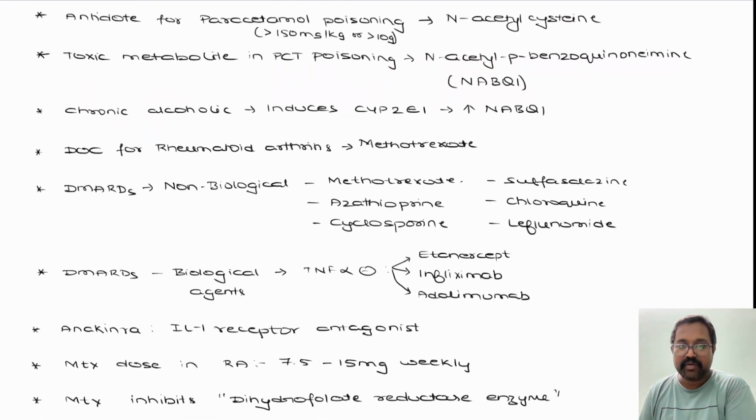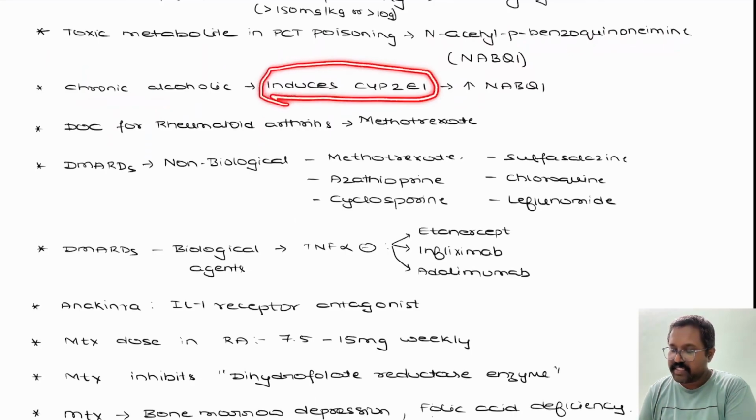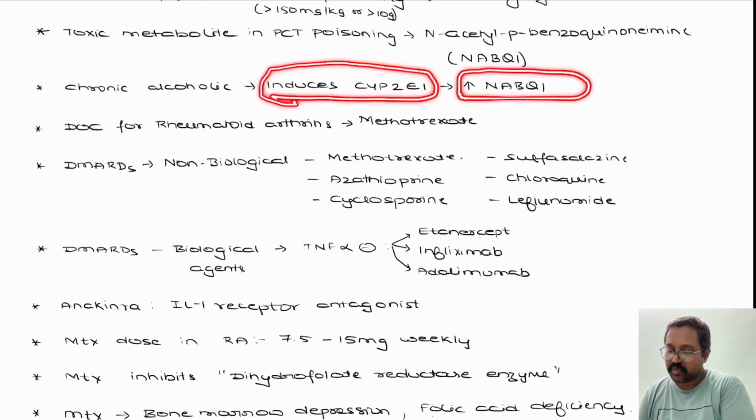So what will happen in the chronic alcoholic? Chronic alcoholism will stimulate or induce the microsomal enzyme CYP2E1, and it increases the concentration of the N-acetyl para benzoquinone imine if the paracetamol dose is increased in an alcoholic patient.